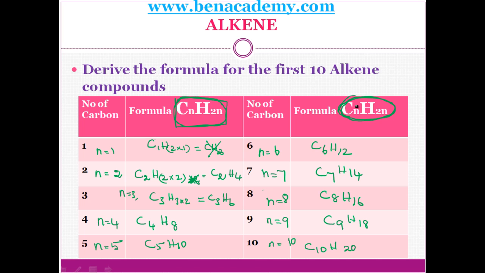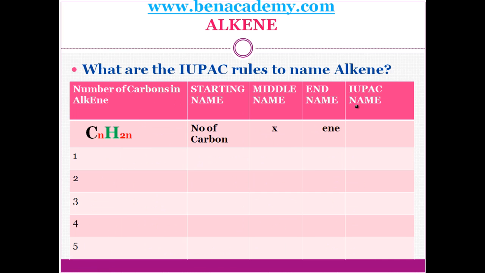Now let us move on to the next one. What are the IUPAC rules to name alkene? So again, you know what is IUPAC. It is a union which governs the rules to name any organic compound. IUPAC is nothing but the International Union of Pure and Applied Chemistry. They frame the rules, and all of us have to follow the same rule to name any organic compound.